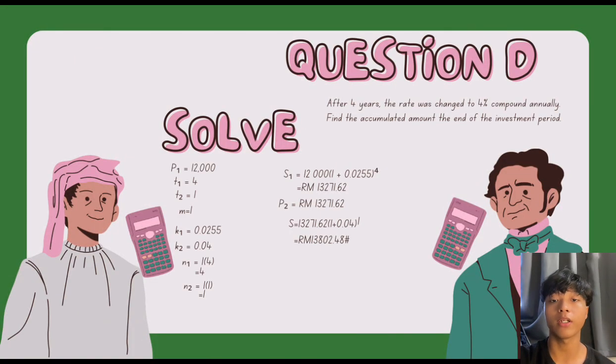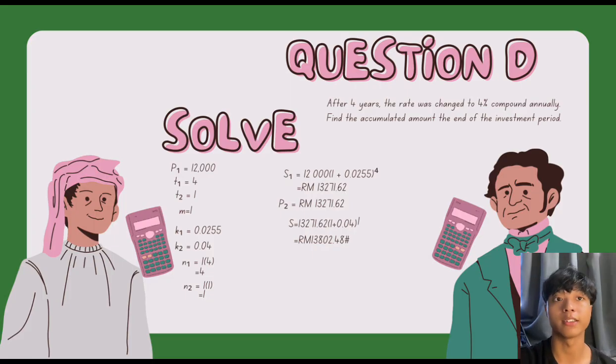Now let's look into our final question for compound interest, which is question D. The question is, after 4 years, the rate was changed to 4% compounded annually. Find the accumulated amount at the end of the investment period. Now, let's start. We are given that an initial investment of 12,000 was made for the first 4 years. The investment earned interest compounded quarterly at the rate of 2.55% per quarter. So, using the compound interest formula, S1 equals P1(1 + K1)^N1, where P1 is 12,000, K1 is 0.0255, while N1 is 4 times 4, which equals 16.